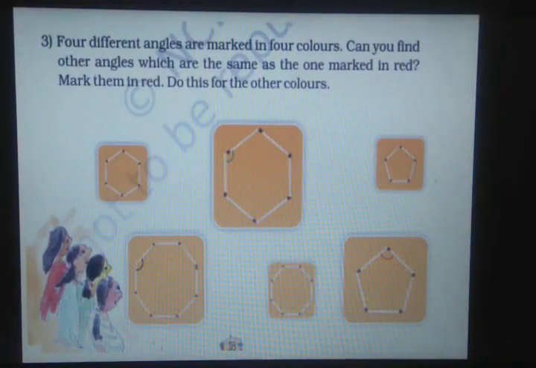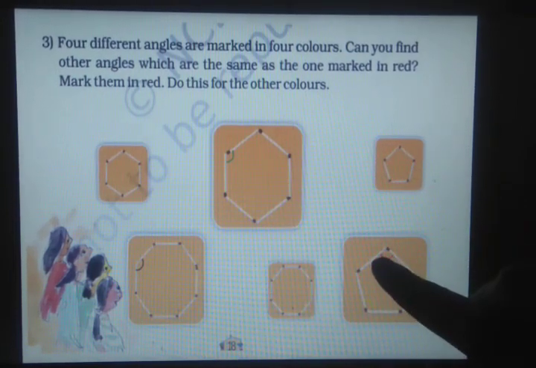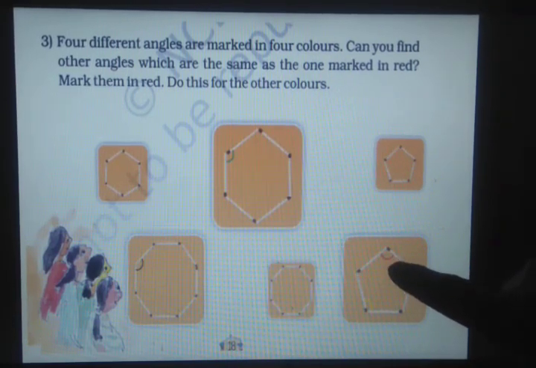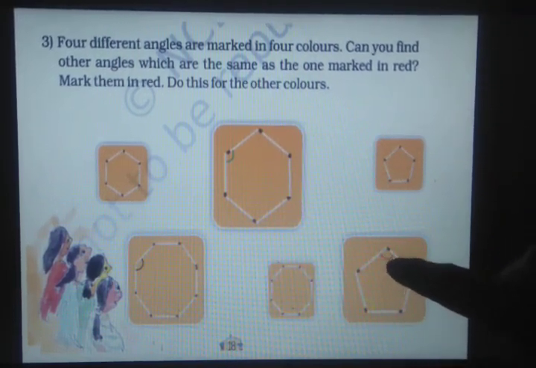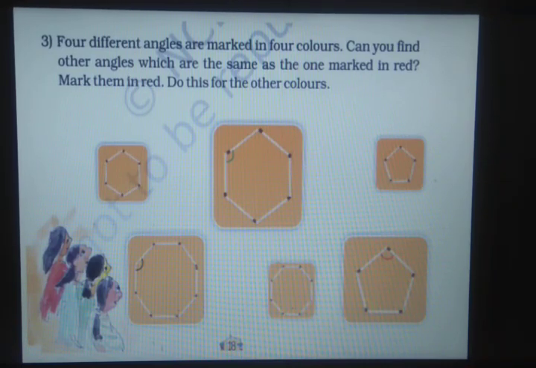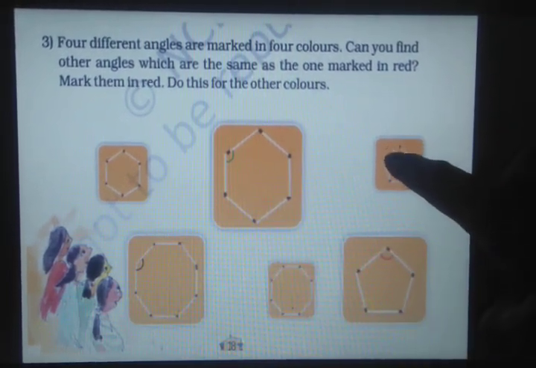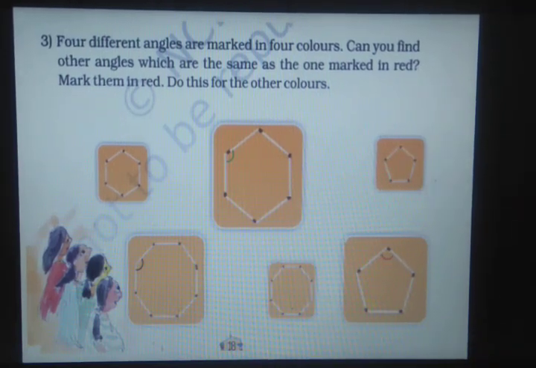Next question: angles are marked in 4 different colors. Can you find other angles which are the same as the one marked in red? Here you can see the red mark in this picture. Do this for the other colors also, which means we have to find for all. This angle in this pentagon is red, and we have to find the same angle in another shape. This is a pentagon, so here also we get a pentagon. So this angle is also the same.